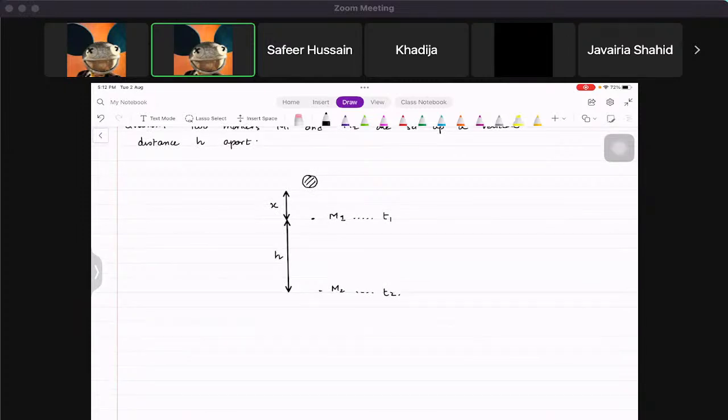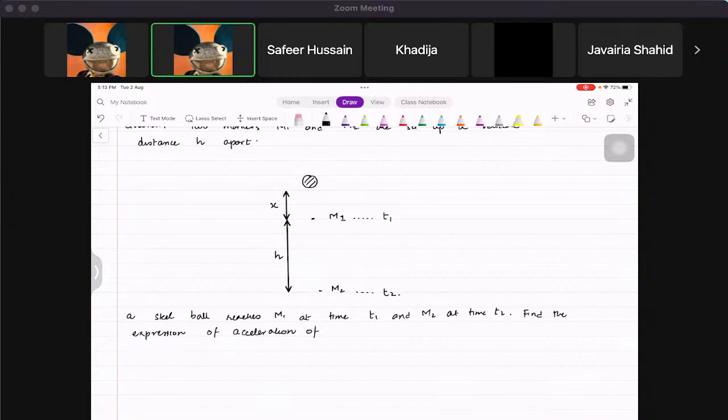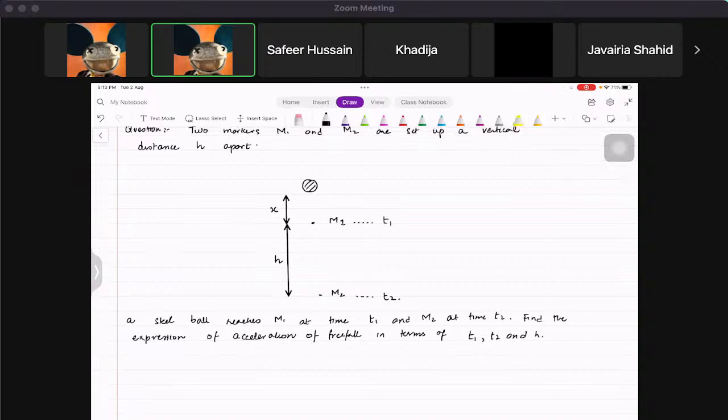Now it says a steel ball reaches M1 at time t1 and M2 at time t2, right? So it says find the expression of acceleration of free fall in terms of T1, T2, and H. So this is the thing.